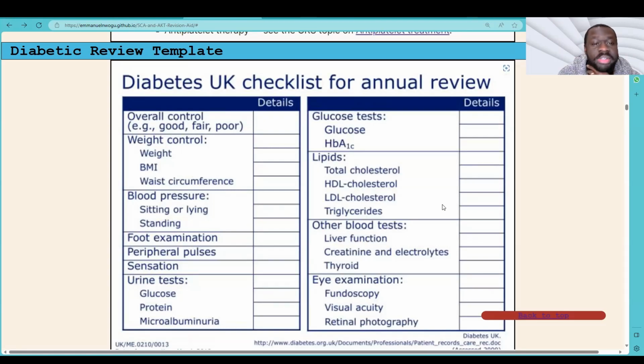Of SCA crash revision, and looking at the things that are important in any diabetic review.